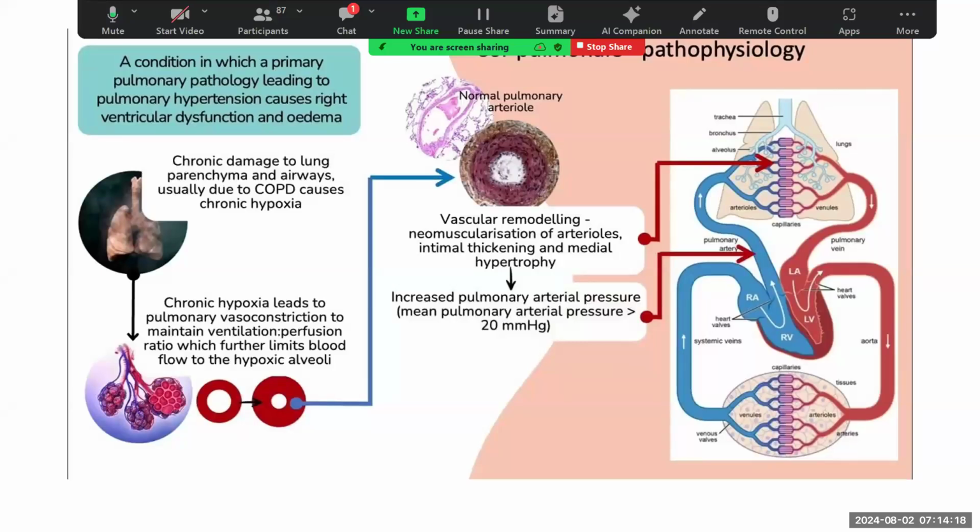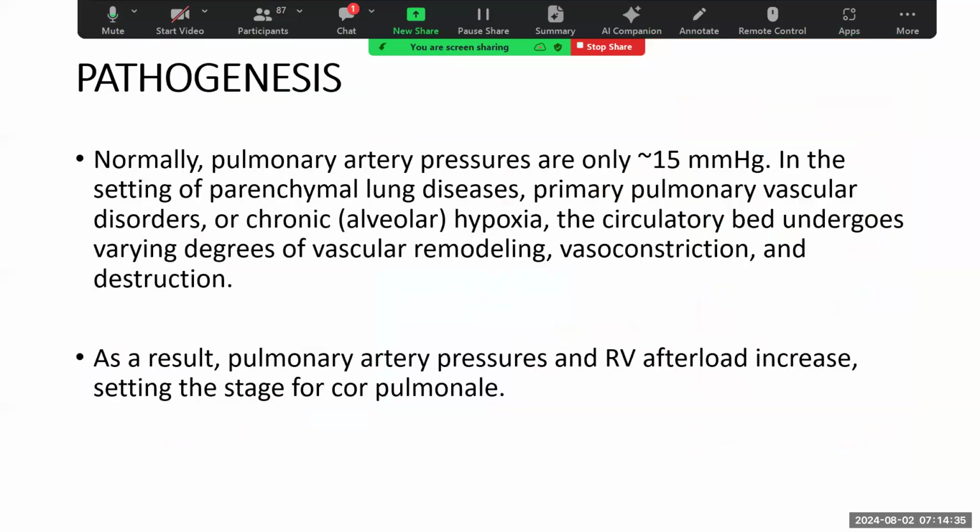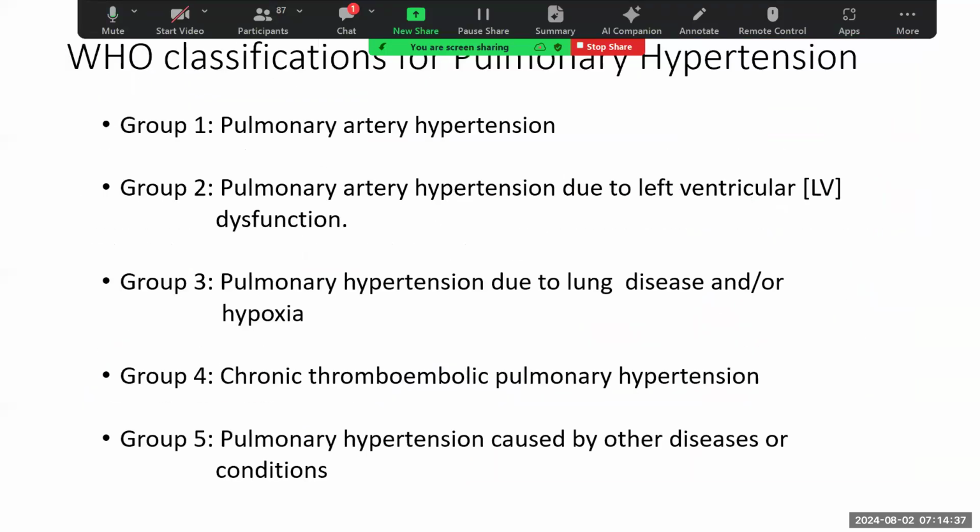Because when there is pulmonary hypertension, that pressure is reflected in the right ventricle, and then the right ventricular walls also go through some remodeling, and then this also is reflected on the right atrium, and then eventually we have right-sided heart failure, which we refer to as cor pulmonale in this patient.